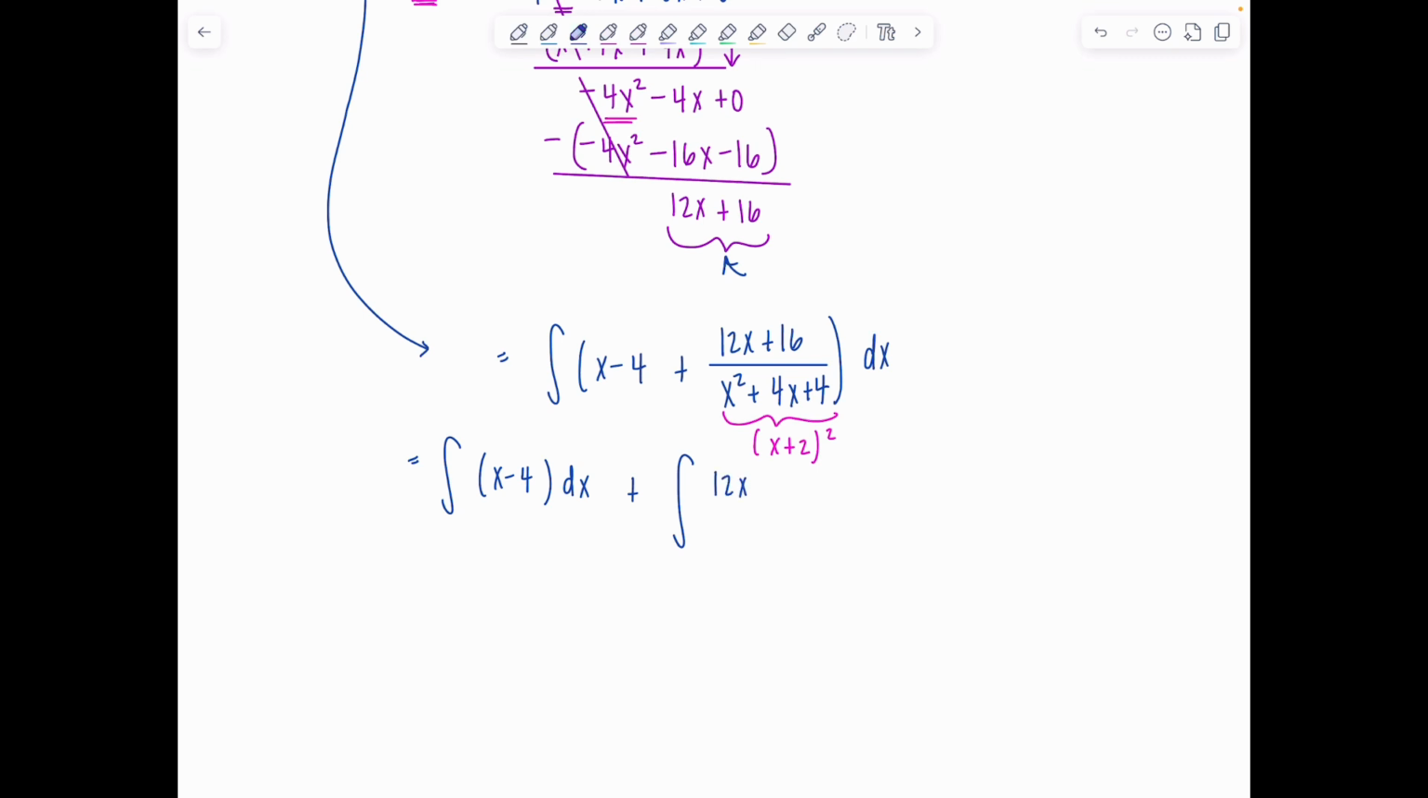You have the integral of 12x plus 16 over x plus 2 quantity squared dx. And I think to myself, life would be so nice if I had an x plus 2 up here so that I could cancel with the x plus 2 down there. Well, I'm going to need to factor this 12 out. If this was a 24, I'd be in business. So what am I going to do? I'm going to make it happen. I'm going to make this 16 a 24.